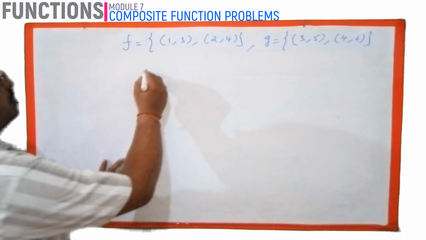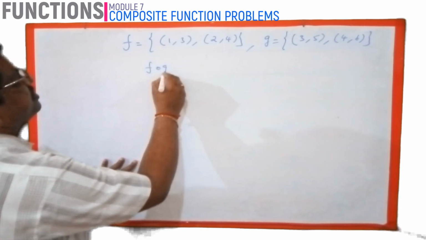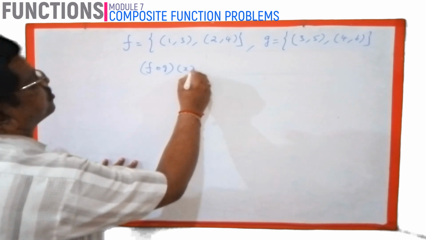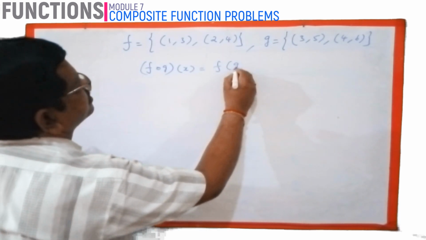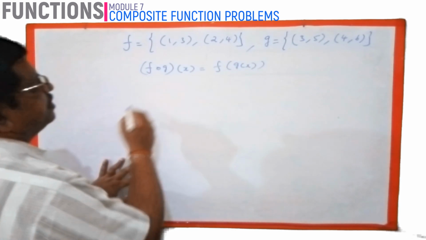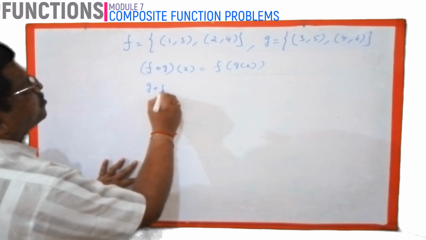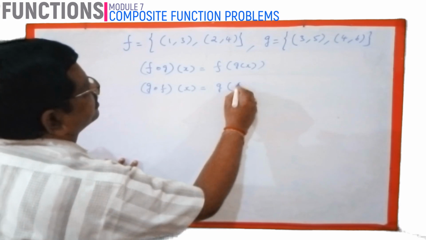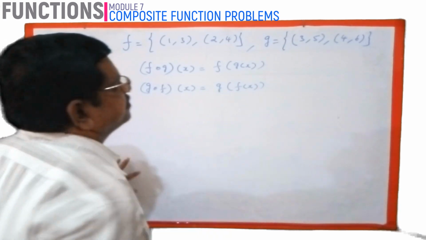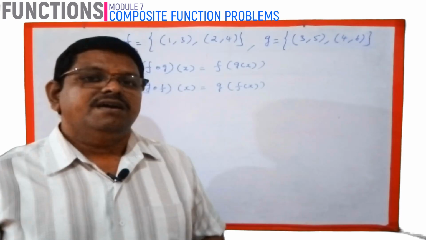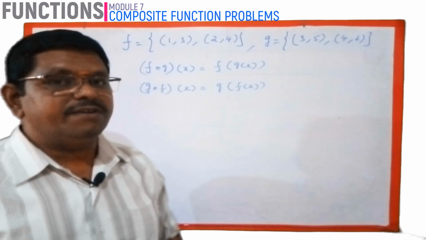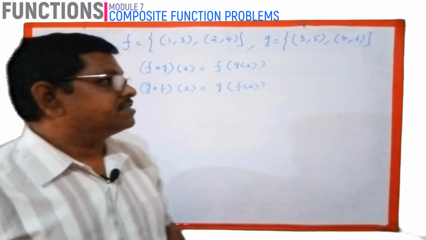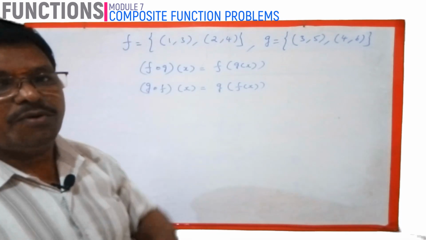As per the rule, f composite g of x is equal to f of g of x. Similarly, g composite f of x is equal to g of f of x. Now let us take the function f. f has the two ordered pairs (1, 3) and (2, 4).